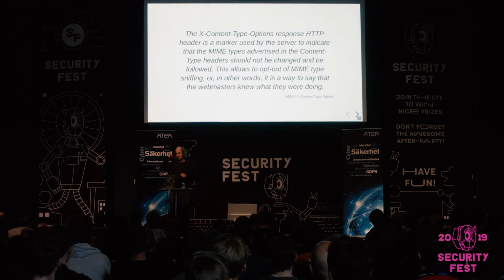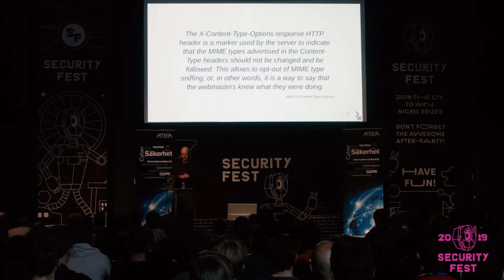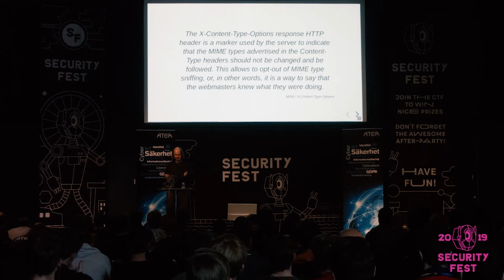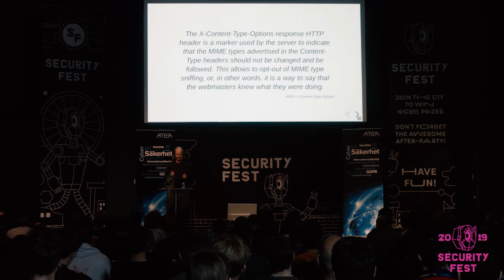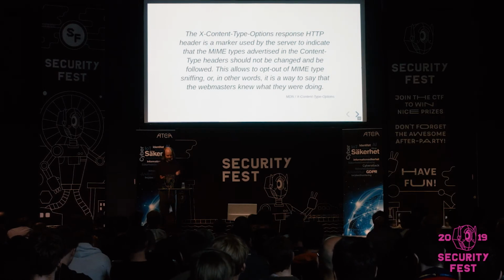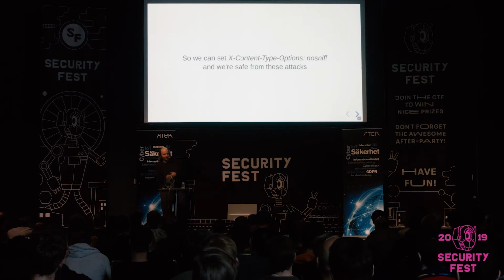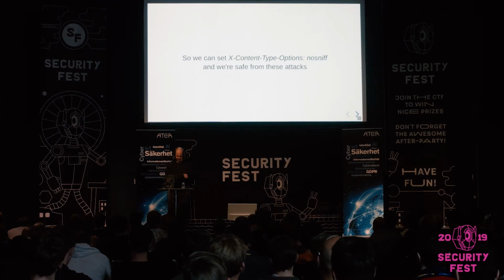Here's the documentation from Mozilla Developer Network. It says the X-Content-Type-Options response HTTP header is a marker used by the server to indicate that the MIME types advertised in the Content-Type headers should not be changed and be followed. This allows you to opt out of MIME type sniffing. Sounds good, right? Exactly what we want. We don't want to have these risks from MIME sniffing. Or in other words, it's a way to say that the webmasters knew what they were doing. Okay, sounds good. We can set this X-Content-Type-Options: nosniff, and then we are safe from these attacks.